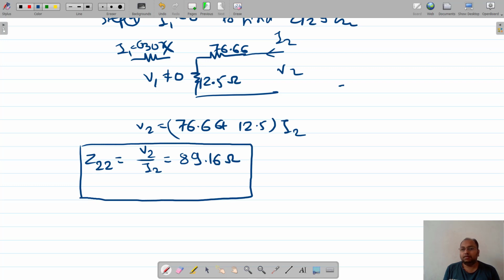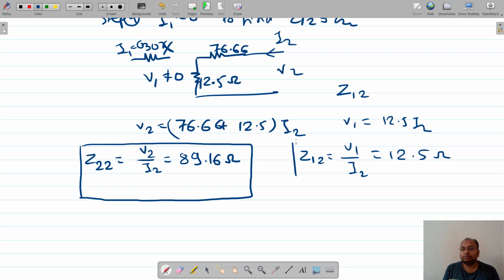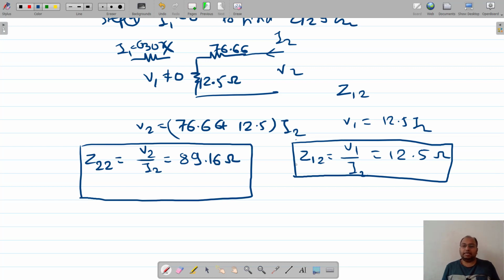Finally Z12 now. Okay, so V1 can be found out as the drop across 12.5 because of I2. Therefore V1 divided by I2 is 12.5. In most of the cases you will be getting Z12 and Z21 same values. Up till now we have seen all the examples in which the values of Z12 and Z21 were same, right? So these are nothing but symmetrical type of circuits.